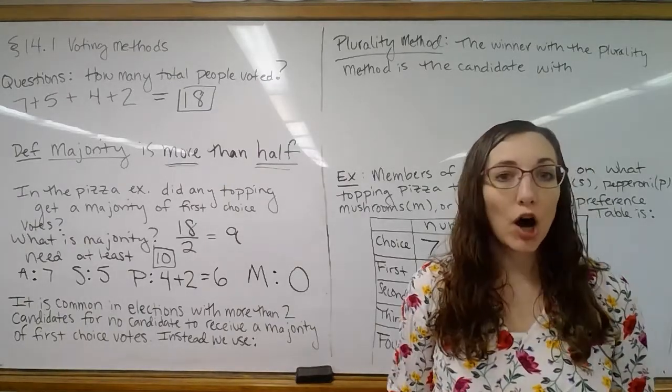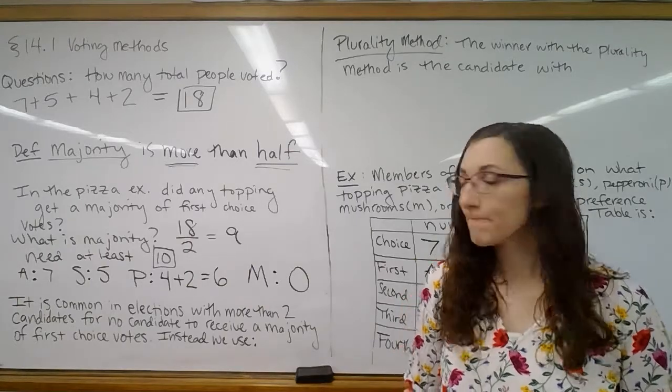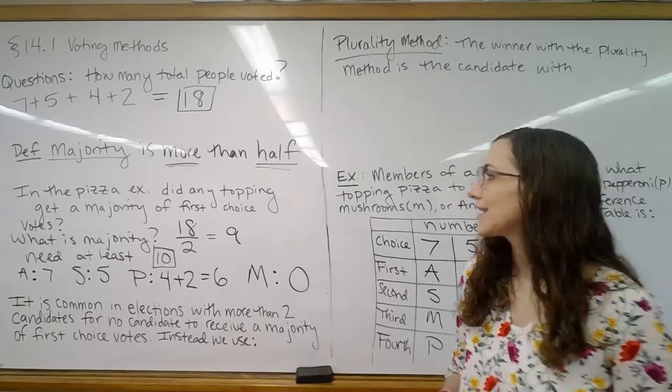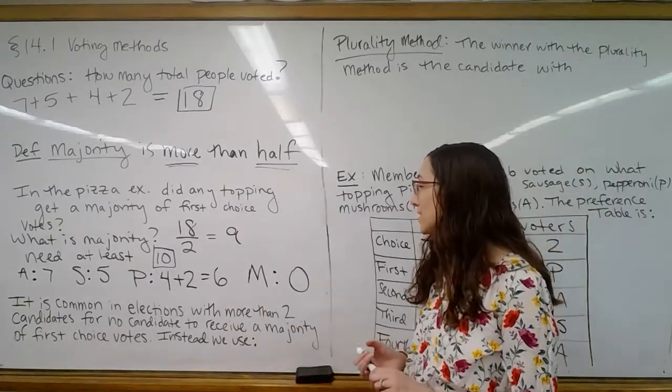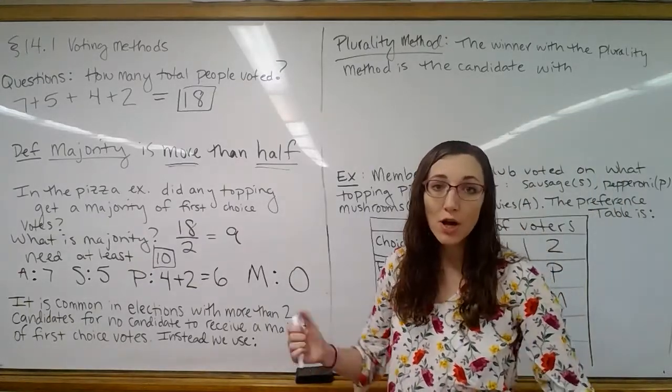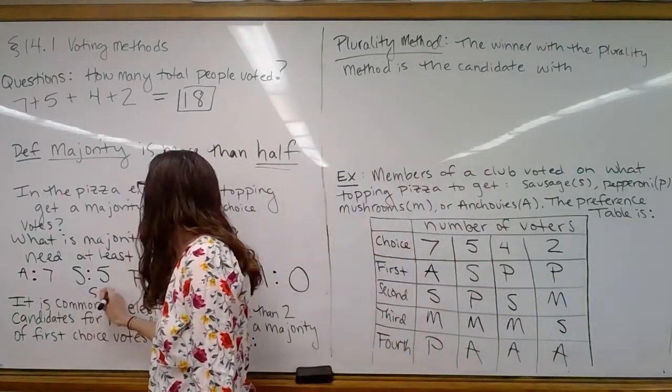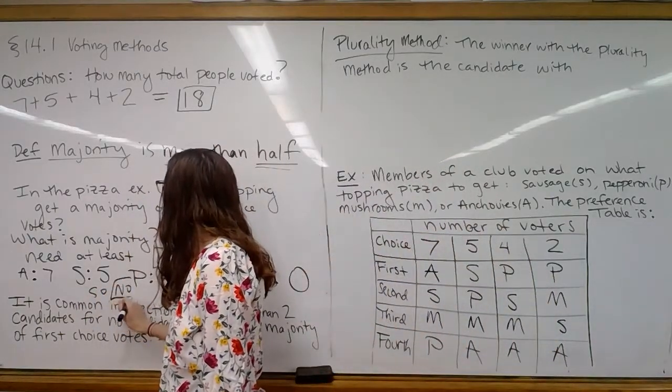So now we can look at these first choice votes and ask, are any of them majority? Anchovies was 7, not enough because we're looking for at least 10. Sausage was 5, pepperoni 6, and mushroom 0. So no topping got majority.